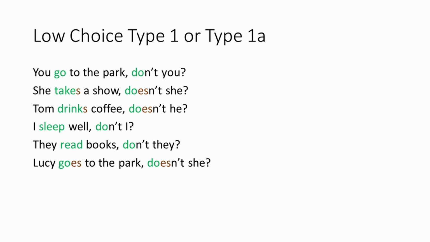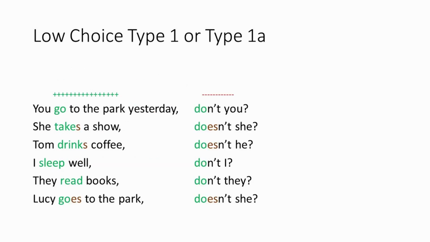Okay, so here are the answers. You go to the park, don't you? So type 1 goes with don't. She takes a shower, doesn't she? Type 1A goes with doesn't. In the next one, Tom drinks coffee, doesn't he? And so on. Therefore, doesn't goes with type 1A, and don't goes with type 1. And here we can look at these sentences in a different way. Notice the first part is positive, the second part is negative. Don't, doesn't, doesn't, don't, doesn't.